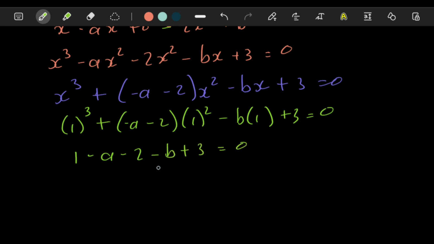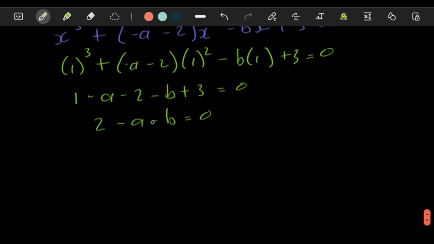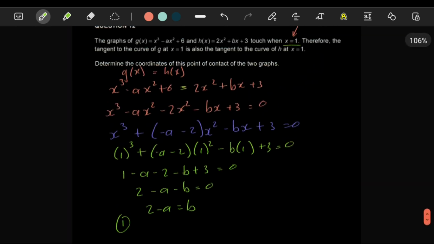So we have an equation that's in terms of a and b. Simplifying some more, it's like 1 minus 2, that's minus 1, plus 3, that's 2. And then it's minus a minus b equal to 0. Let's just take the b over. So it's 2 minus a is equal to b. So we have an equation in terms of a and b here.